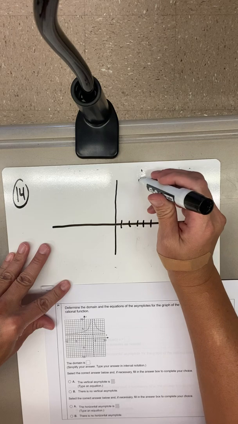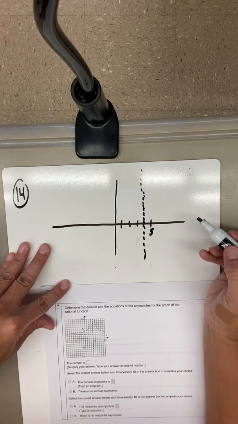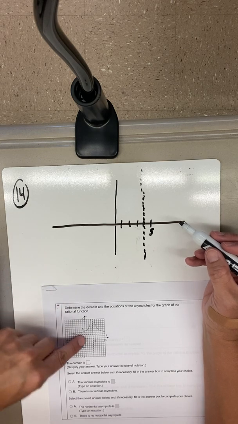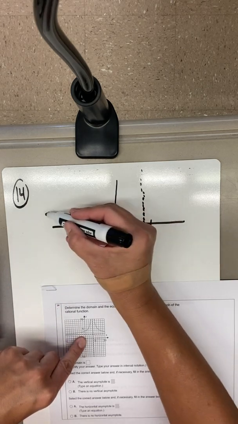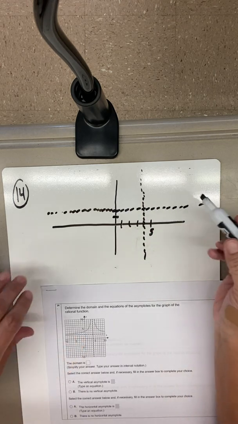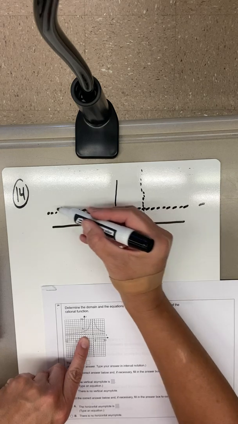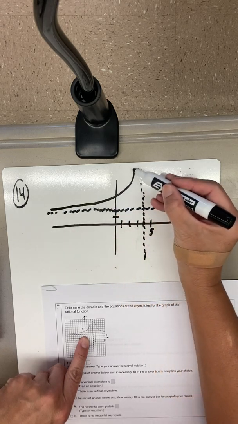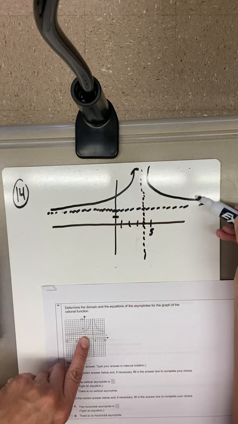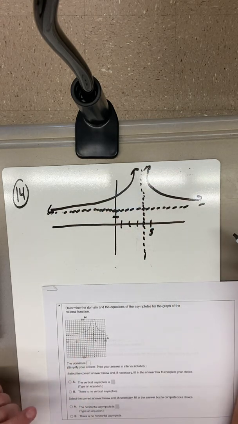So there's a vertical asymptote at 4, and it looks like at 1, 2, there's a horizontal asymptote, and it looks like it's doing a little something like this and like this. I mean, my graph's not as great as theirs, but it's all good.